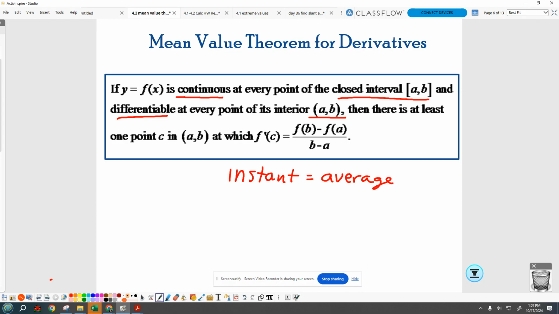So average. What does this look like? Slope. Yeah, slope. Changing Y over changing X. All right, can I turn the page?